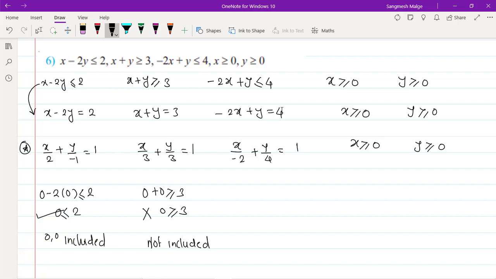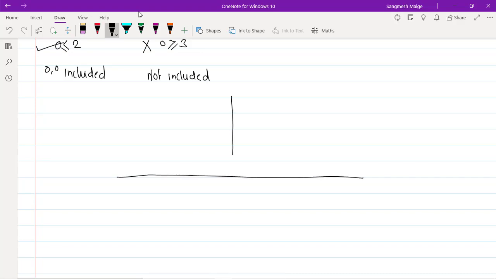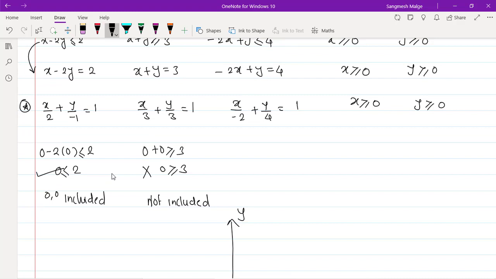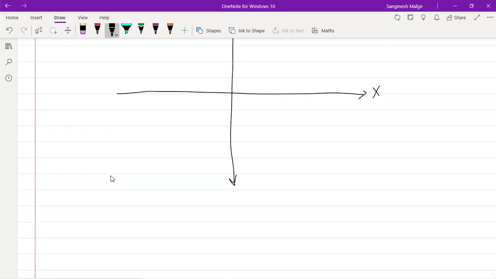Now let's draw the lines as given by the double intercept form. So we get the x-axis and y-axis here. Get the points. For the first line, we have 2 and minus 1. So it's 2 and it's minus 1. Join these two points.